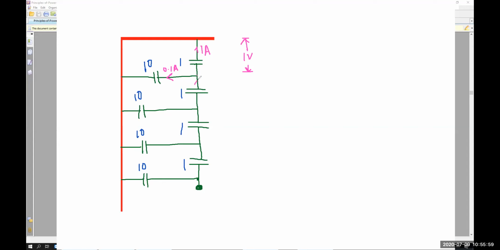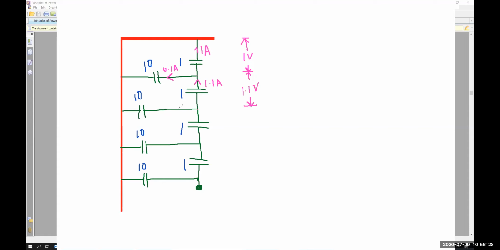So how much current do you have here? This should be added, right? So 1.1 ampere. So what is the voltage in between these two points? 1 ohm, 1.1 ampere. If you multiply it, 1.1 volt.